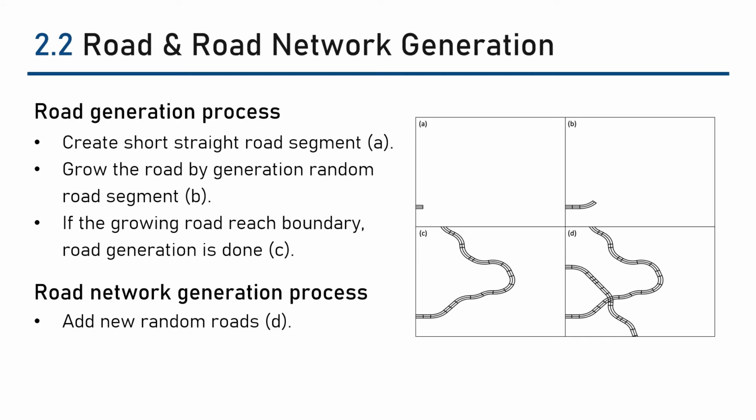The next step is road and road network generation. In the road generation process, we first create a short road segment. Then, we grow the road by generating random road segments continuously. This process ends if the road reaches any boundary of the map. And the road network generation process is simple, just adding new random roads to the previous road.